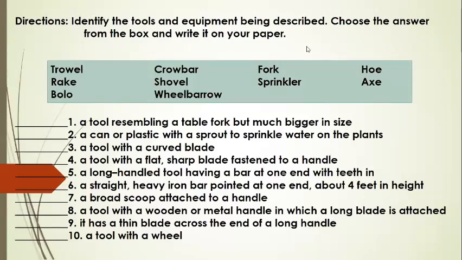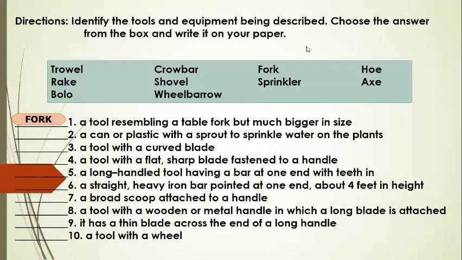So let's start with number 1. A tool resembling a table fork but much bigger in size. So choose your answer on the box. You have to write your answer now in number 1 because we check one by one as I read the questions. So your answer is fork.